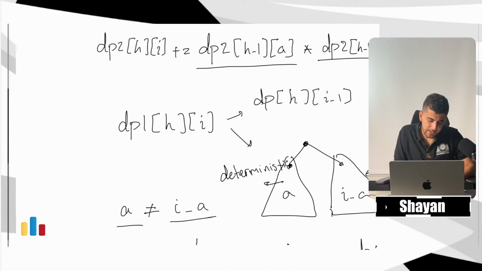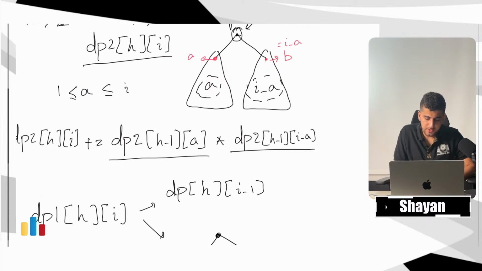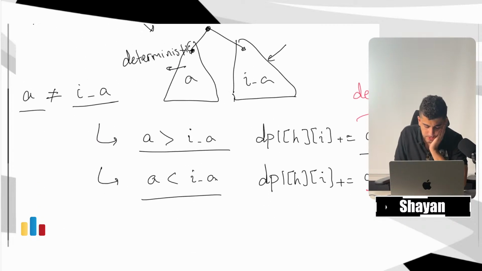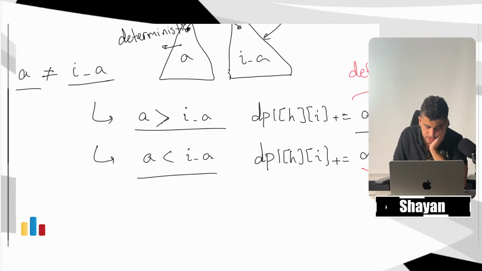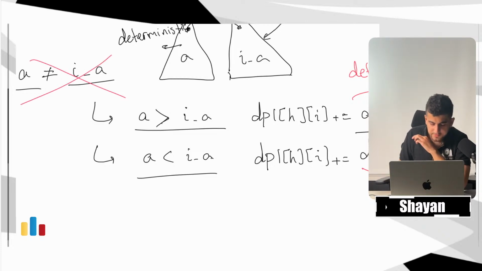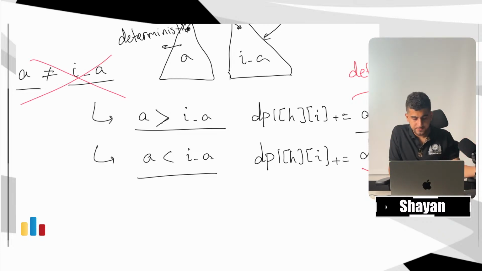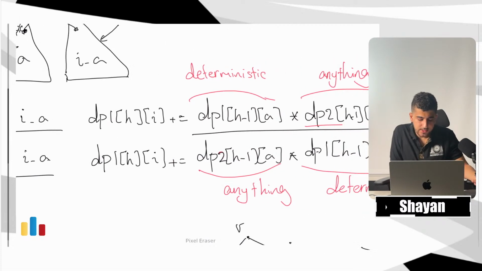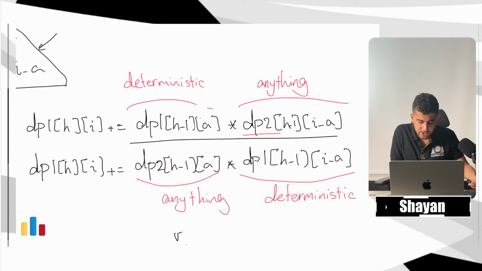dp2 can be updated in any way, using a operations in the left child and i minus a operations in the right child, so there's no issue with dp2. But in dp1, I need to make sure that I only consider the cases where a is greater than i minus a or i minus a is greater than a. I do not consider the case where they are equal, because then it is not deterministic from the beginning. If a was greater than i minus a, I will make sure that this greater child is going to be deterministic, and I do not need to worry about the other child. The other child can be anything.